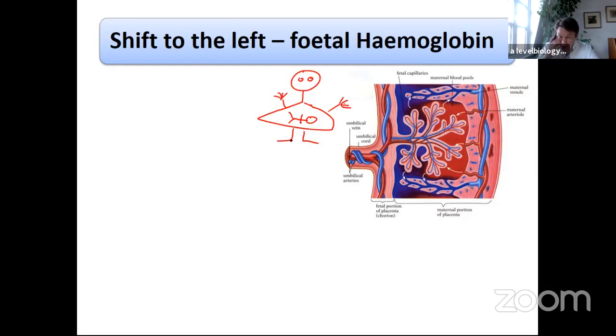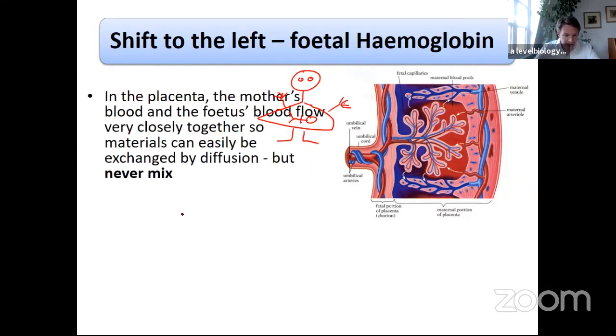Now, in order to get the oxygen to go onto the fetal hemoglobin, it has to have a greater affinity for oxygen than the maternal hemoglobin. And it does this by having some different proteins. So remember, in the placenta, the maternal and the fetal blood flow close together, but they don't mix. It's not maternal blood flowing around the fetus, it's fetal blood, and there is an exchange surface.